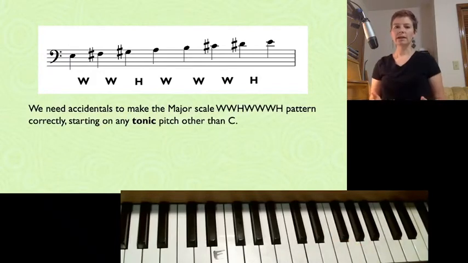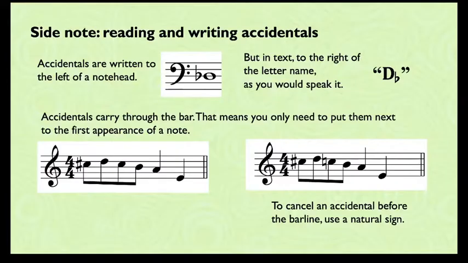So we need accidentals, sharps or flats, to make any major diatonic pattern that starts on a tonic other than C. In the E major scale, we needed 4 different sharps: F sharp, G sharp, C sharp, and D sharp. So if we wrote a song in the key of E major, we'd have to remember all 4 of those sharps, and we would have to put sharps in front of those notes every time they first appeared in a measure. A quick side note on reading accidentals.